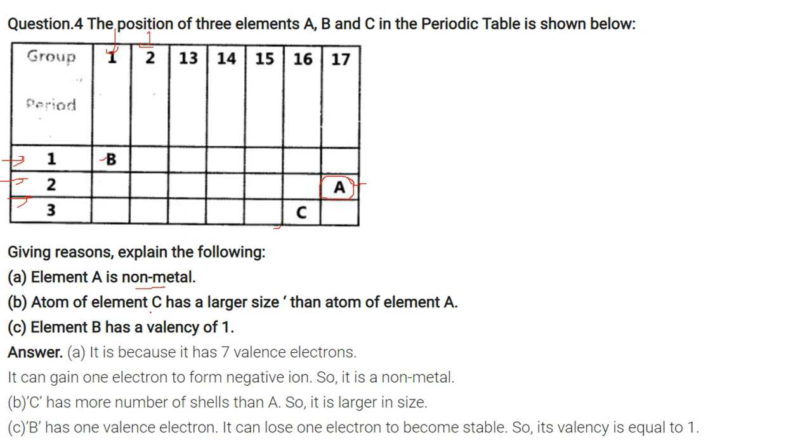Atom of element C has a larger size than atom of element A. Why? C has more number of shells than A, so it is larger in size. K, L, M, like this the shells go. Element B has valency 1. See, B has one valence electron. It can lose one electron in order to become stable. So its valency is equal to 1.